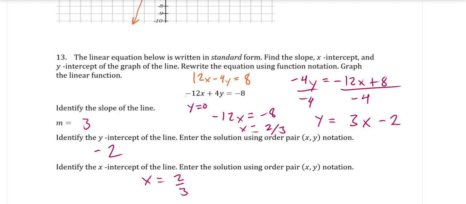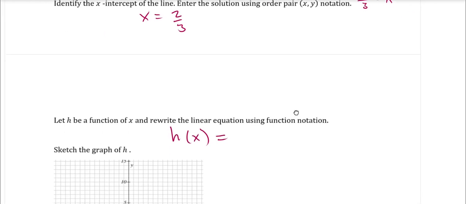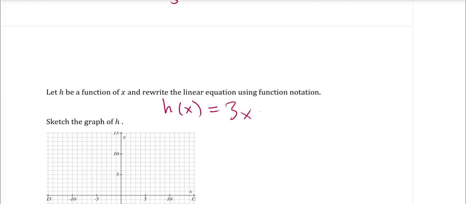And we could also do that from the equation of y that we got here. If I set y equal to 0, and then solve this equation for x, we get 2, and dividing by 3, we get 2/3. If I choose h to be my function, and we rewrite this in function notation, that's just replacing y with h of x.